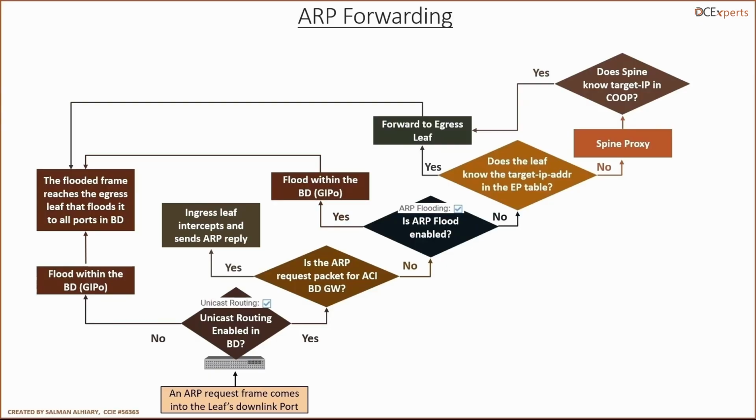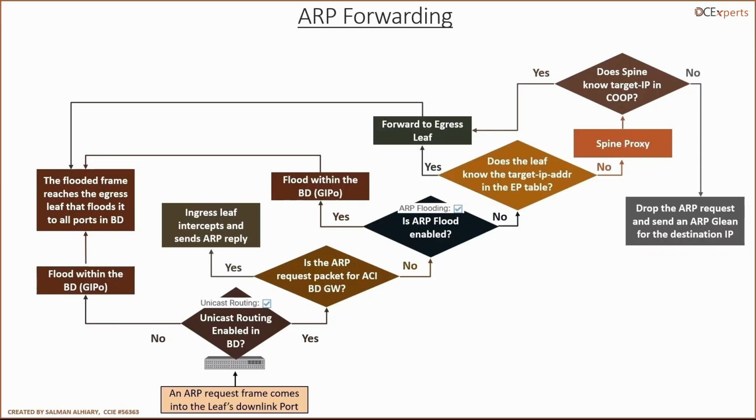But if the spine COOP hasn't learned the target IP address, it will drop the ARP request frame and send an ARP glean message for the destination address to all leaf switches in the fabric. As I mentioned in a previous lecture, the goal of the ARP glean message is to trigger a response from the destination IP in case it belongs to a silent host. Although the ARP request is considered a layer 2 message, ACI uses the ARP glean technique to trigger the destination IP learning but not to flood the ARP request throughout the fabric, because the ARP glean message is not the same as the ARP request.